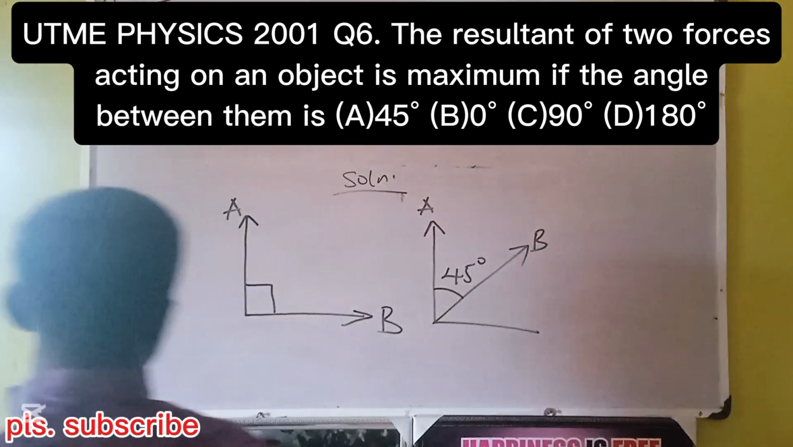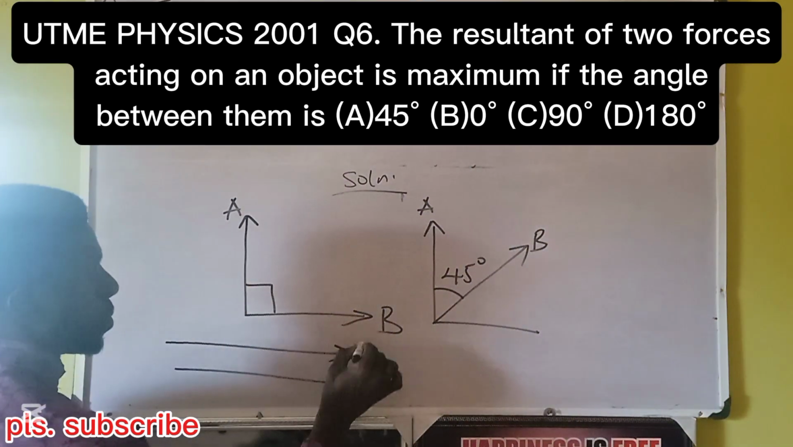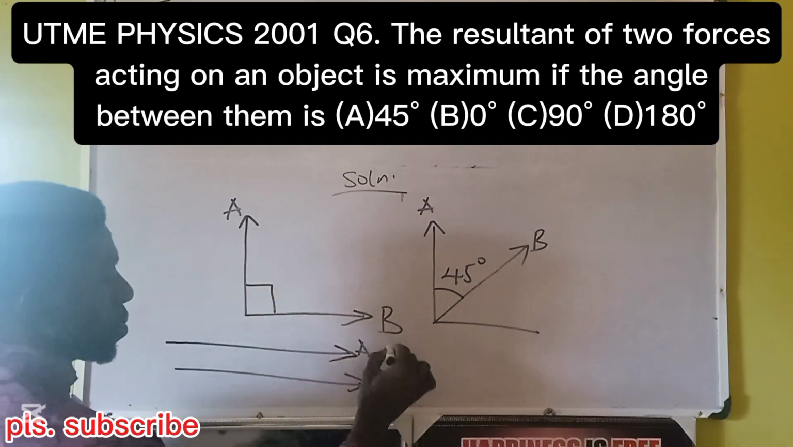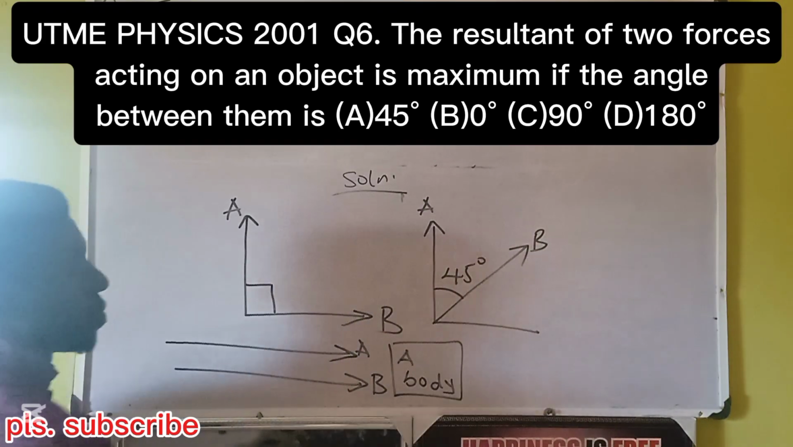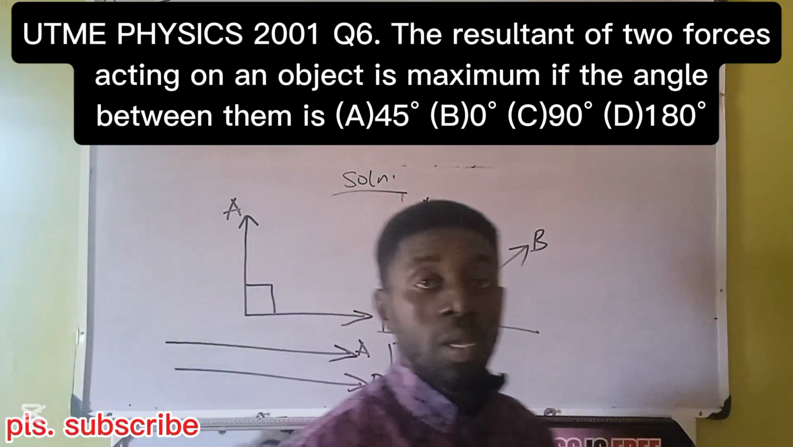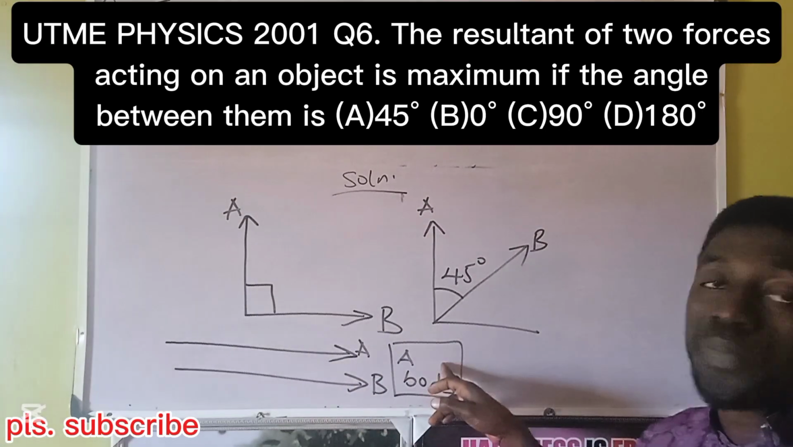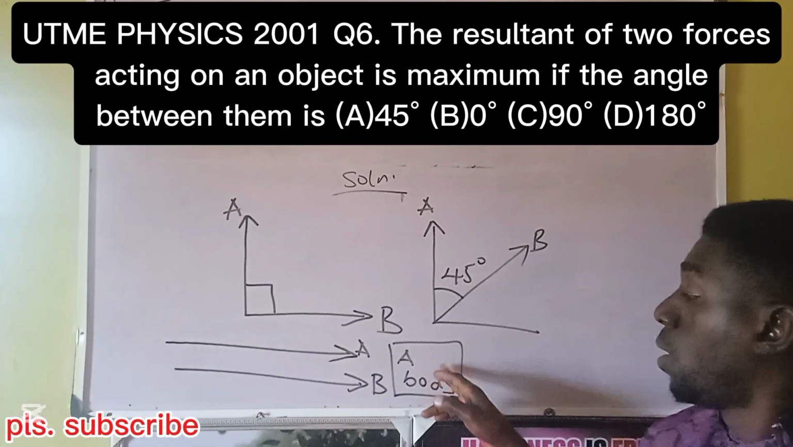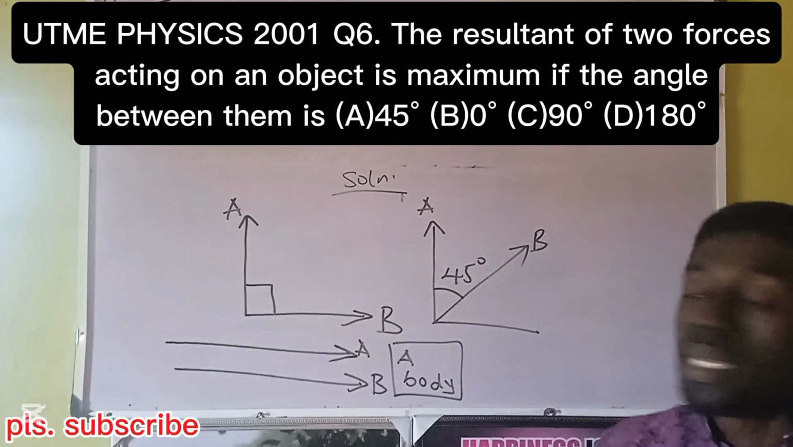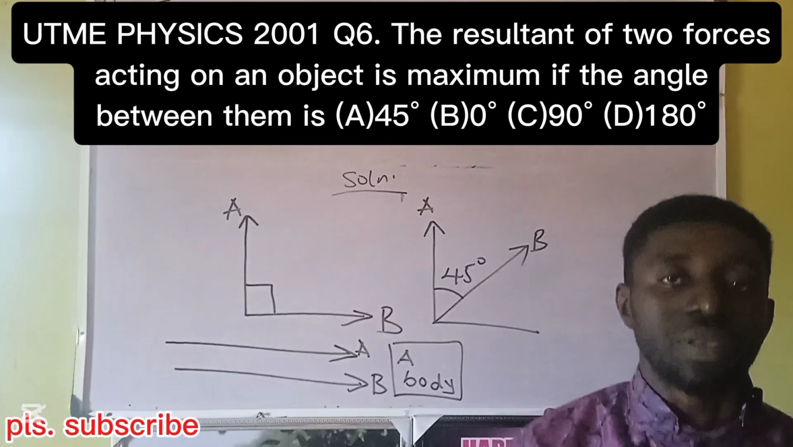Let's see. If vector A and vector B act on this body, it can be any body at all. When these two vectors act on this body at an angle of 0 degrees, or when they are parallel, you get the maximum effect.